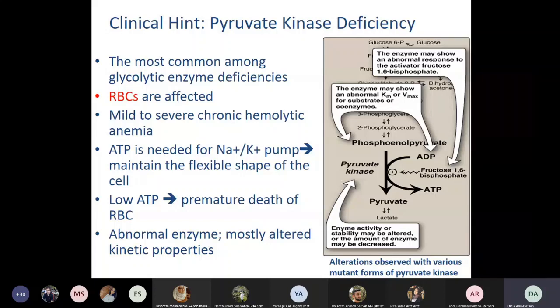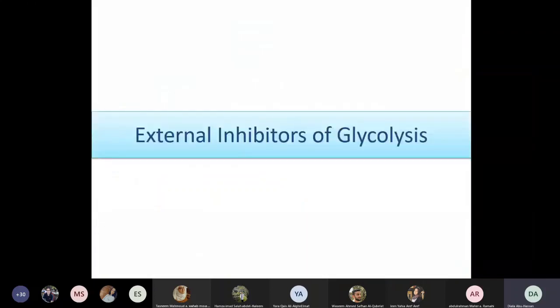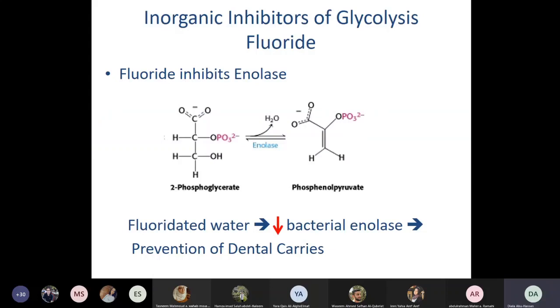So now we're done with the regulation inside the cells. Let's talk about some inhibitors that may affect glycolysis, but they are from outside or exogenous sources. For example, fluoride, and this is important for dental students. Fluoride inhibits a specific step in the pathway, catalyzed by the enzyme enolase, in which 2-phosphoglycerate is converted to phosphoenol pyruvate.